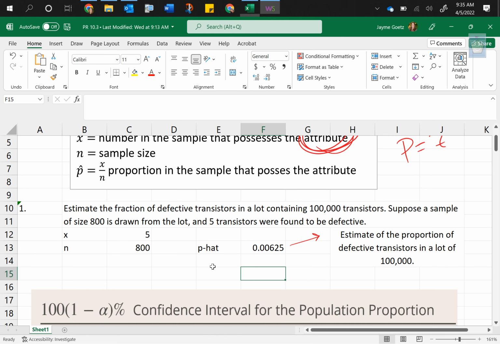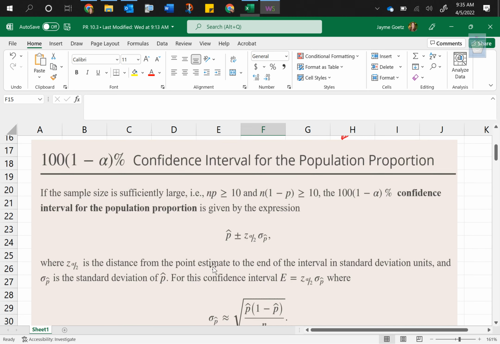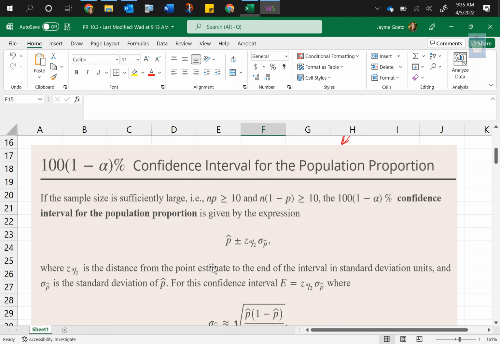Now, just like everything else that we have been doing this chapter, we want to know how good this estimate is. Is this a good estimate or is it bogus? Remember, it all depends on the sample that you choose. So, to figure out how good this estimate is, we're going to figure out the confidence interval for the population proportion. This is just like what we've been doing with the means, but this is proportion.